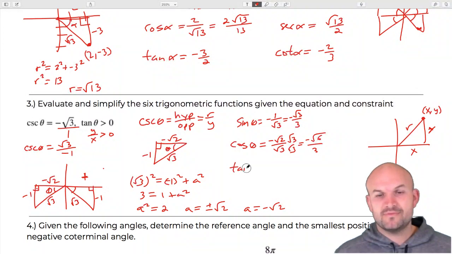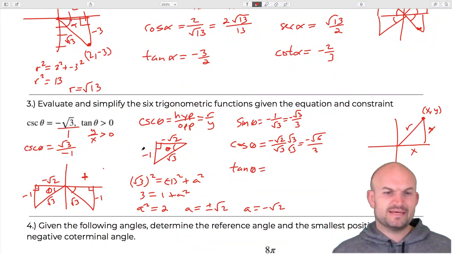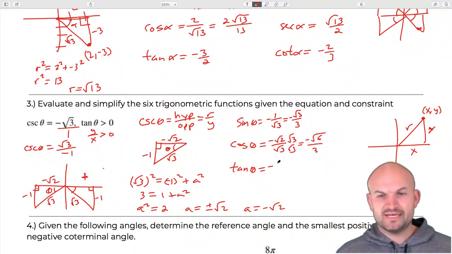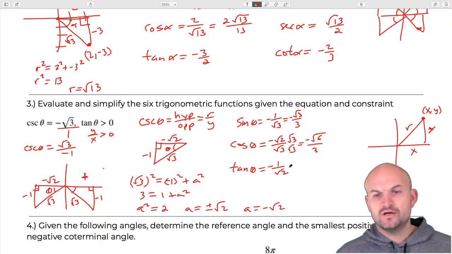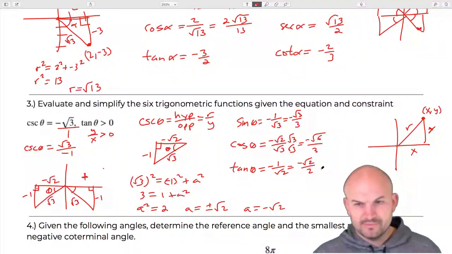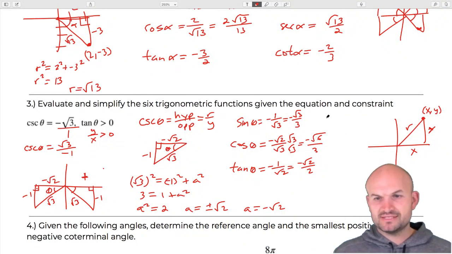The tangent of theta is going to be opposite over adjacent. So that's going to be -1 over the square root of 2. Rationalize the denominator. That's going to be negative square root of 2 over 2. Kind of run out of space here, but I'll try to do my best. Cosecant of theta, which is just the reciprocal of sine, is just going to equal a negative square root of 3.